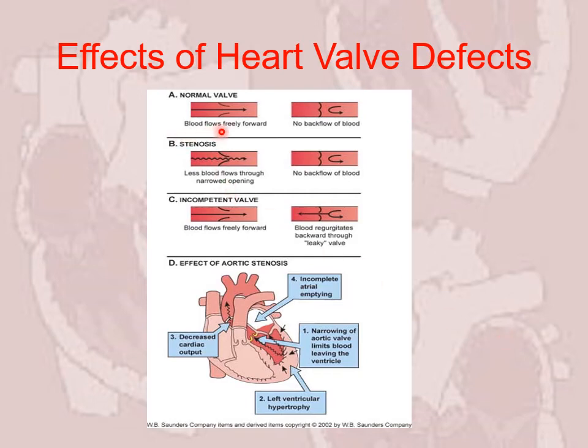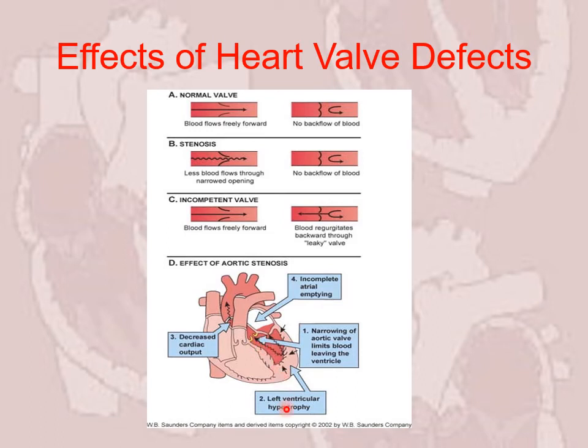So here you have normal blood, normal valve, and the blood flows freely forward and there's no backflow. Stenosis, less blood flows through a narrowed opening. There's no backflow here. But an incompetent valve, the blood flows freely forward, but it regurgitates because the valve doesn't close properly, and it's called a leaky valve. And then the effect of aortic stenosis: narrowing of the aortic valve limits blood leaving the ventricle. So it's stiff, it won't open properly, and you can't get sufficient blood out of the left ventricle.